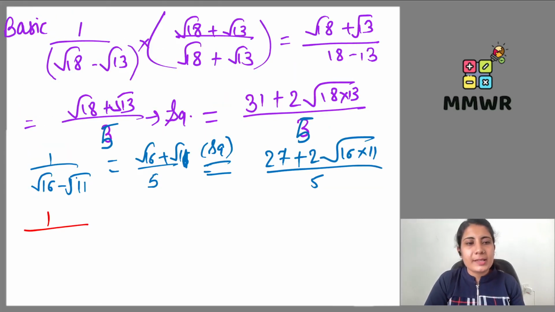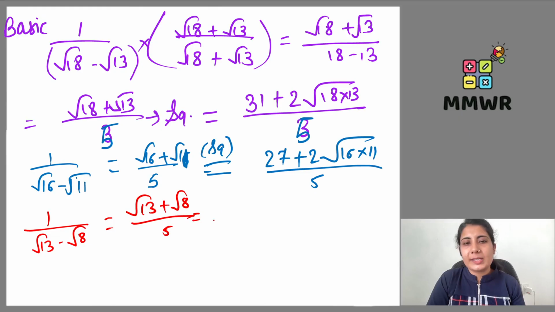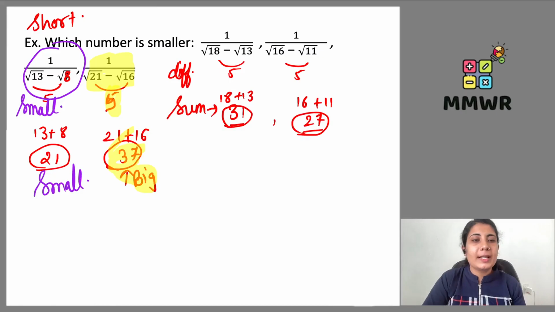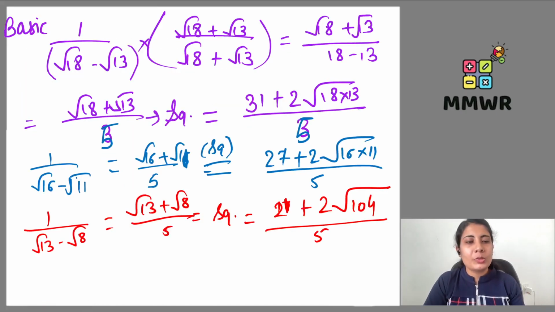Next is 13 minus root 8, which is root 13 plus root 8 upon 5. When I take this square here, this gives me 13 plus 8, 21, plus 2 root 104, upon 5. The last fraction is 1 upon root 21 minus root 16.